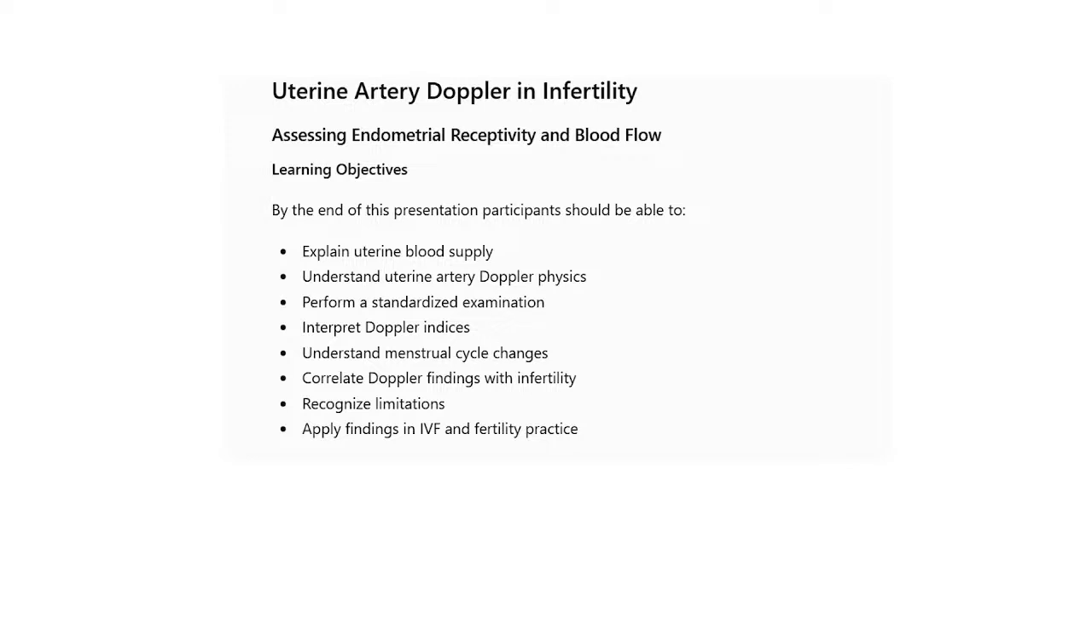So, what are the key learning objectives in this presentation? By the end of this presentation, you should be in a position to explain uterine artery blood supply, understand the uterine artery Doppler physics, perform a standardized examination, interpret the Doppler indices, understand the menstrual cycle changes, and correlate these findings with infertility, recognize the limitations, and apply findings in IVF and fertility practice.